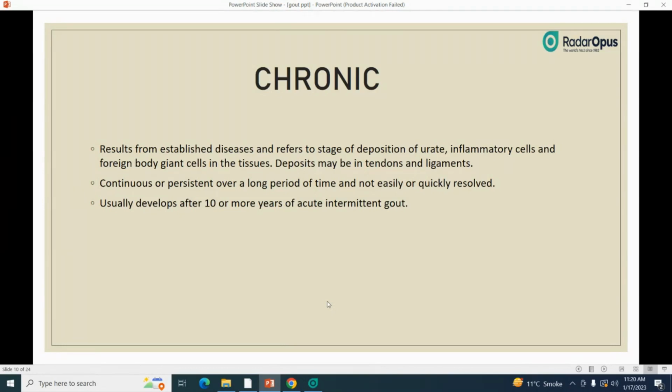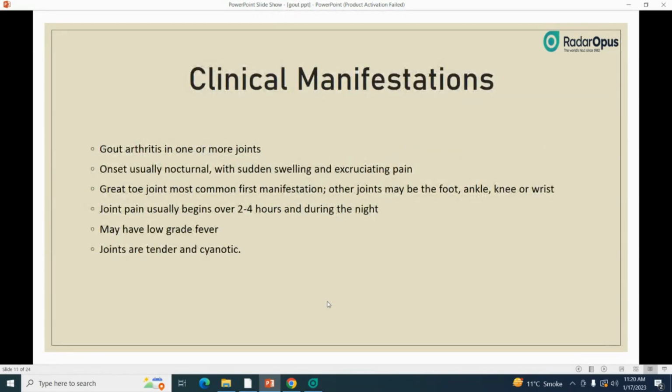So this was all about the types. Now moving on to my next slide, that is clinical manifestation.